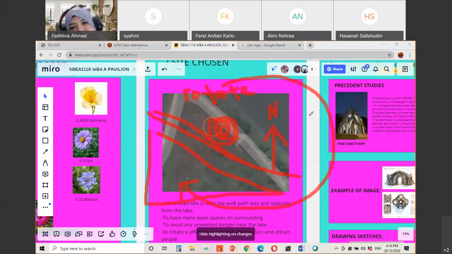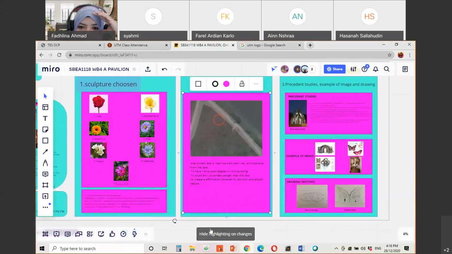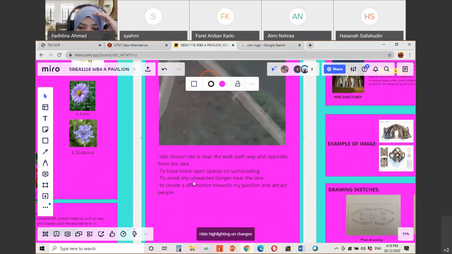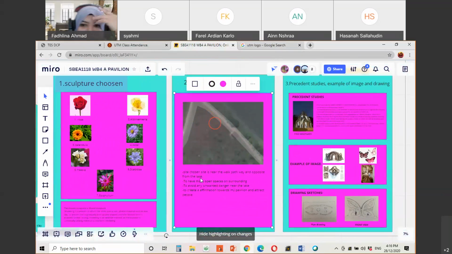Because I want to choose a more open space where I can create emphasis, because my sculpture, my pavilion, will become more emphasized so it can attract people. And because I want to have more open spaces in the surroundings, it needs more space around it.